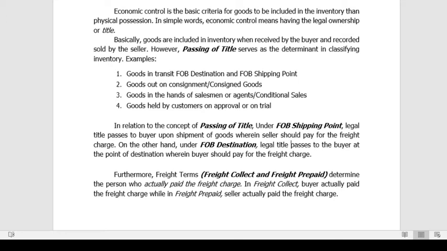Matatransfer lang yung ownership upon reaching the shipping point. Yung sinasabi niya dyan, legal title passes to the buyer upon shipment of goods. Yung seller, kung sino yung nagbenta, should pay for the freight charge. Kasi nga, from the time na yan ay nilabas sa iyong warehouse, being the seller, up to the point of the shipment, ay yan ay own mo pa, pag-aari mo pa, so therefore, the freight charge should be chargeable to you.